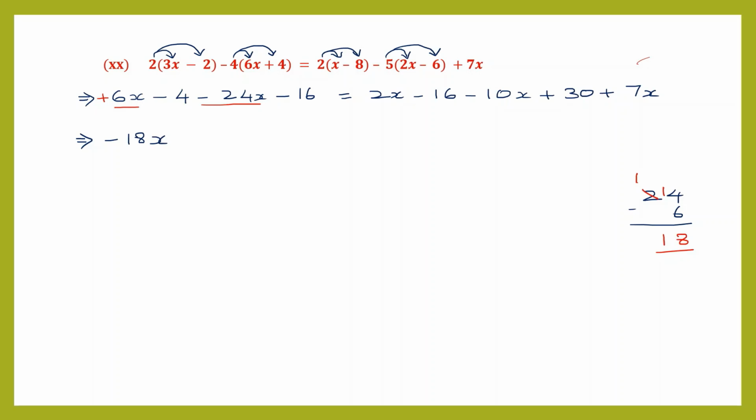Now let's look at the numbers. Here we have minus 4 and minus 16. Signs are the same, isn't it? So put the same sign and add. 16 plus 4 is 20. So left hand side we finished.